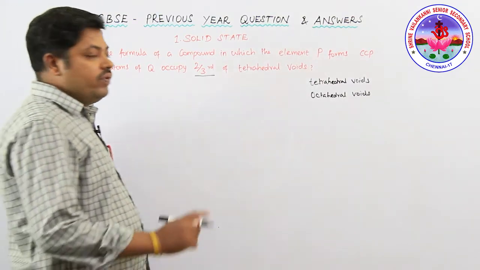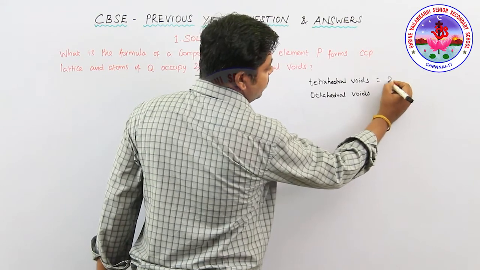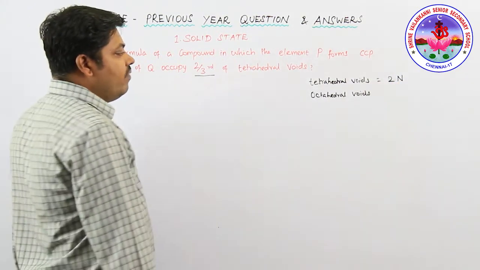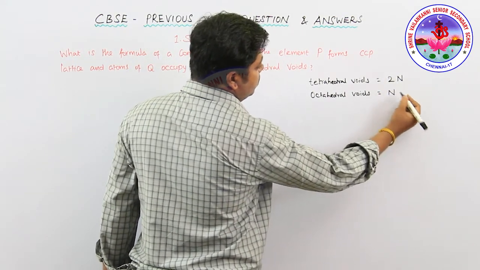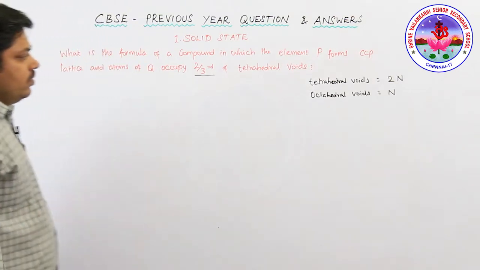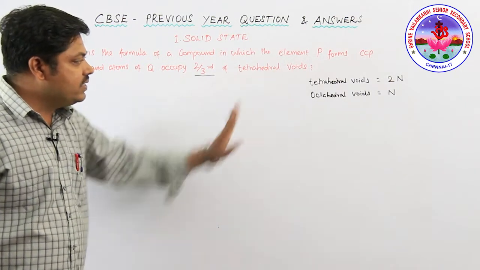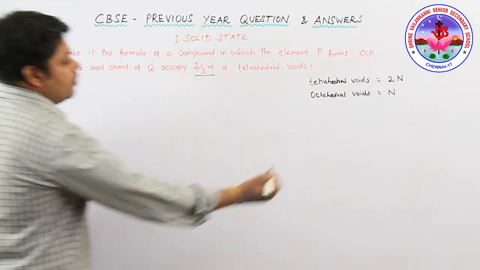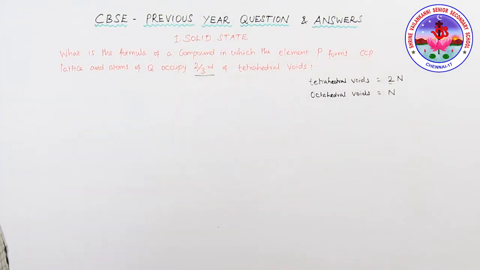Usually the number of tetrahedral voids generated in the sphere is 2n. Then, the number of octahedral voids generated in the sphere is n. Here the question is about the number of tetrahedral voids generated, so it will become 2n. The octahedral voids are n.